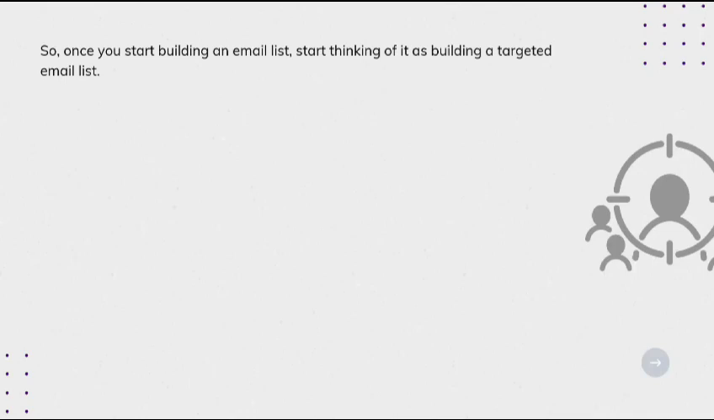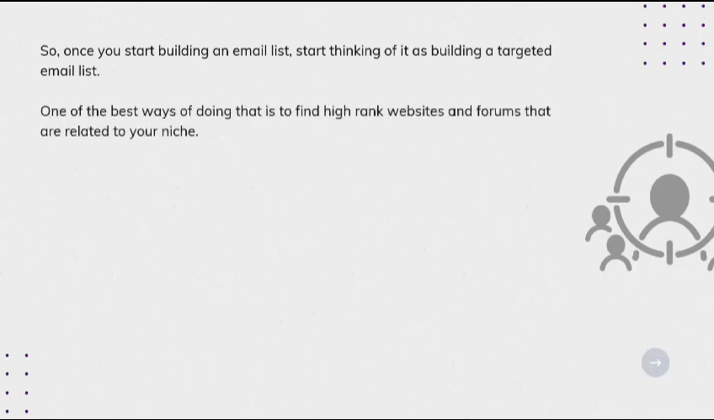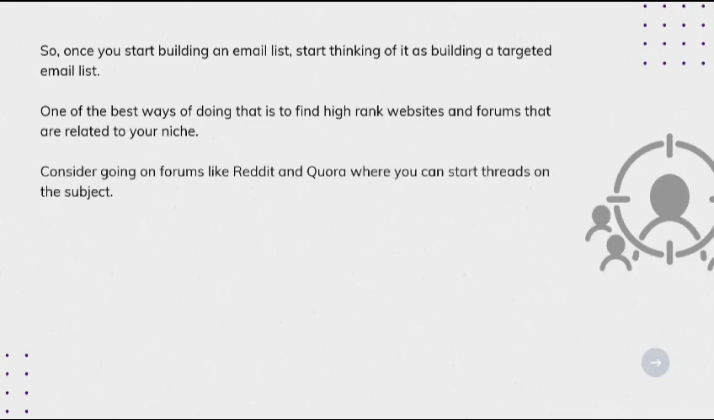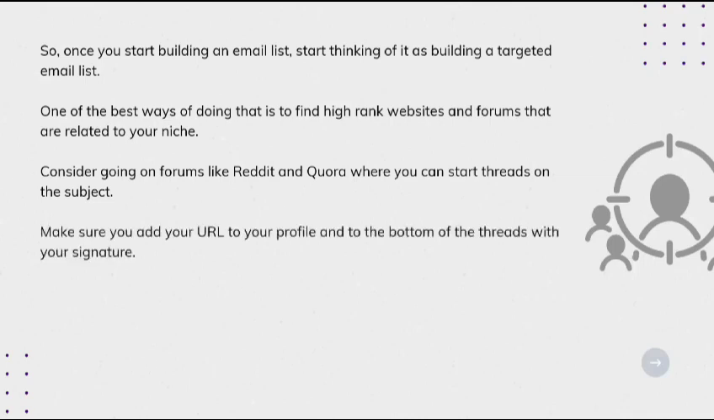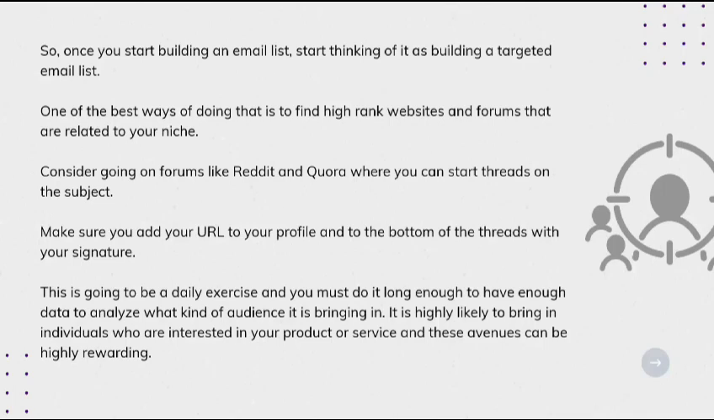So, once you start building an email list, start thinking of it as building a targeted email list. One of the best ways of doing that is to find high-rank websites and forums that are related to your niche. Consider going on forums like Reddit and Quora, where you can start threads on the subject. Make sure to add your URL to your profile and to the bottom of the threads with your signature. This is going to be a daily exercise, and you must do it long enough to have enough data to analyze what kind of audience it's bringing in. It's highly likely to bring in individuals who are interested in your product or service, and these avenues can be highly rewarding.